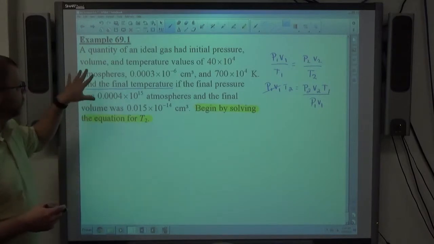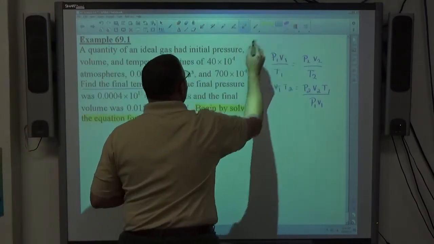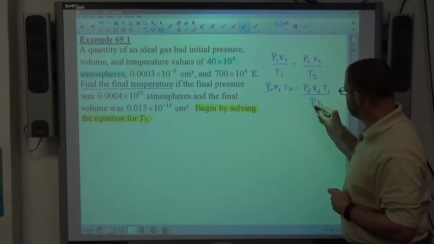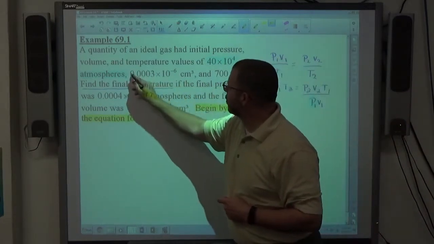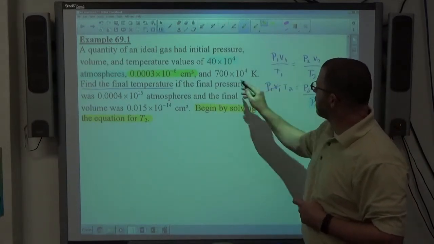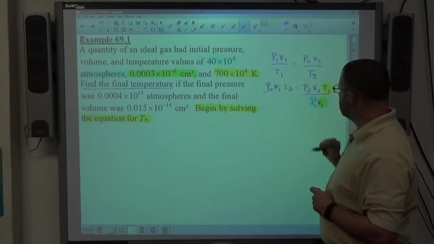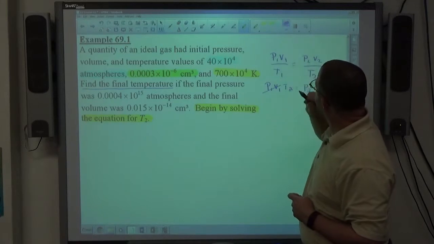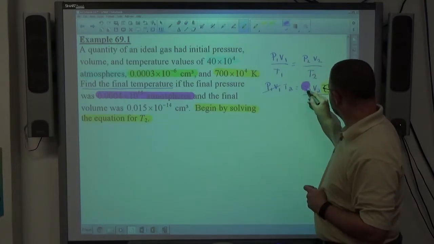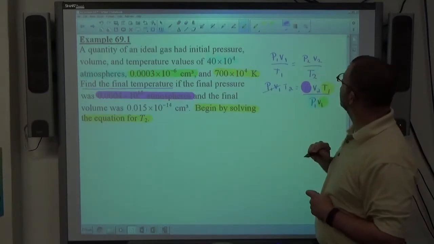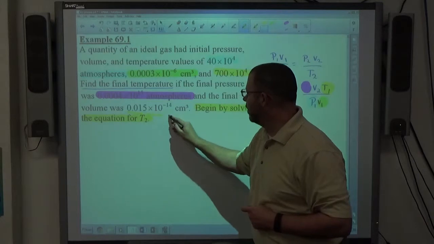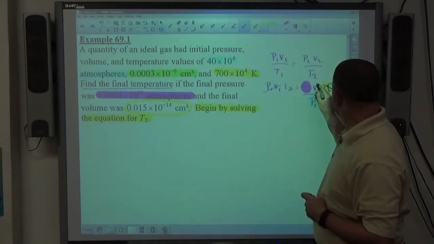And if we take a look at our information: 40 times 10 to the 4th atmospheres is the initial pressure, that's P sub 1. And 0.03 times 10 to the negative 6 cubic centimeters, that's a volume, V sub 1. And 700 times 10 to the 4th Kelvin, that's T sub 1. And I'm running out of colors. 0.0004 times 10 to the 15th atmospheres is P sub 2. It's not a good color. I was hoping that wouldn't happen. Let me mix them, a light red or something, and do a circle. There's V sub 2. There we go.